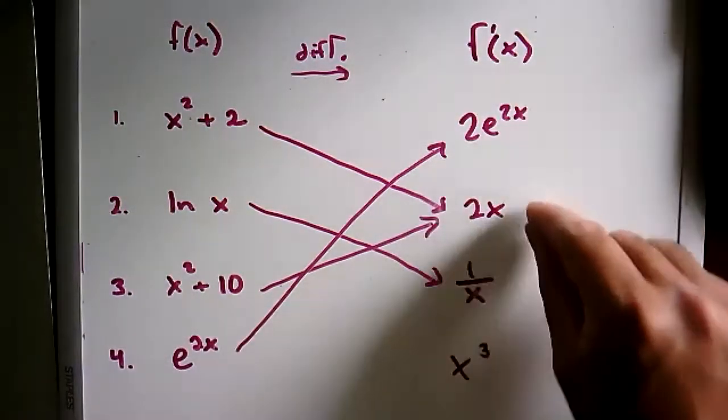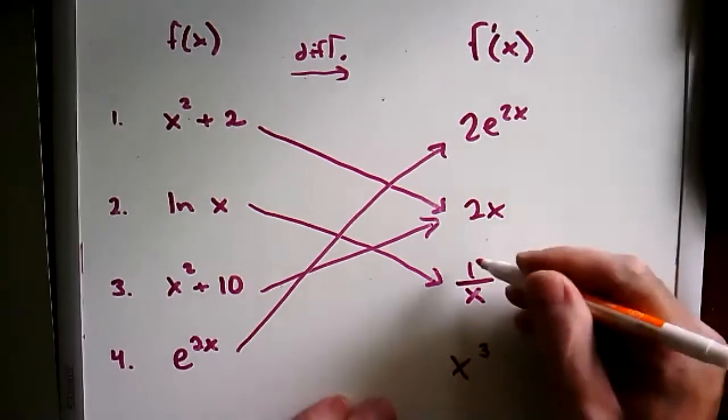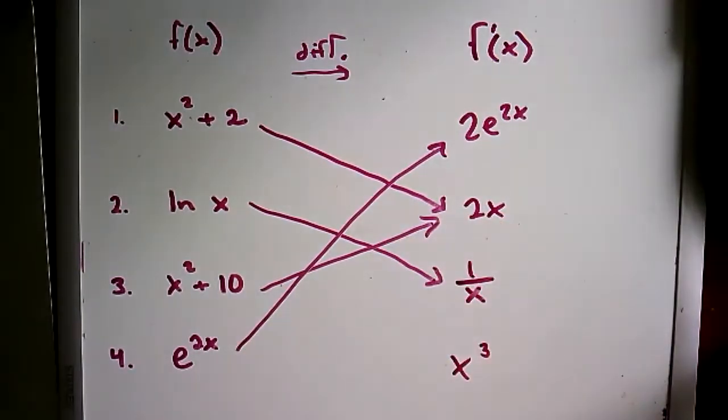If you were given one of these functions here and asked to take an antiderivative, those would map back to the left-hand side. So for example, the antiderivative of 1 over x is natural log x.